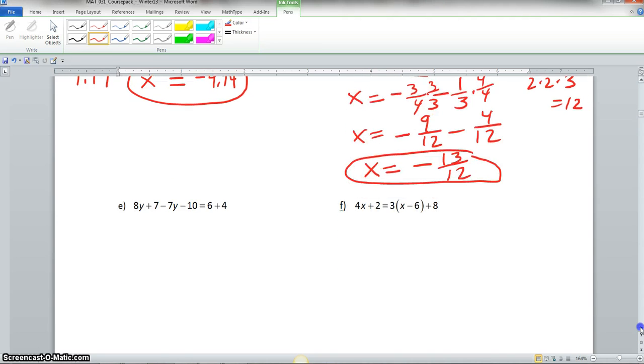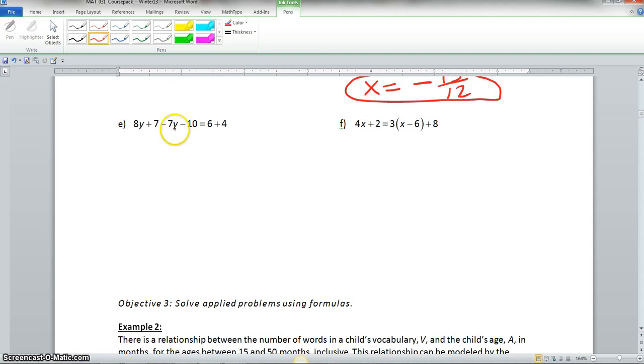Now we scroll down here. Now this is more of a lengthy problem than the others. We're trying to get y by itself. But over here on your left side and your right side, we have terms that we can combine. So let's combine the like terms first. 8y minus 7y, we know would just give us y. 7 minus 10 will give us a minus 3. And that equals to 6 plus 4 is 10.